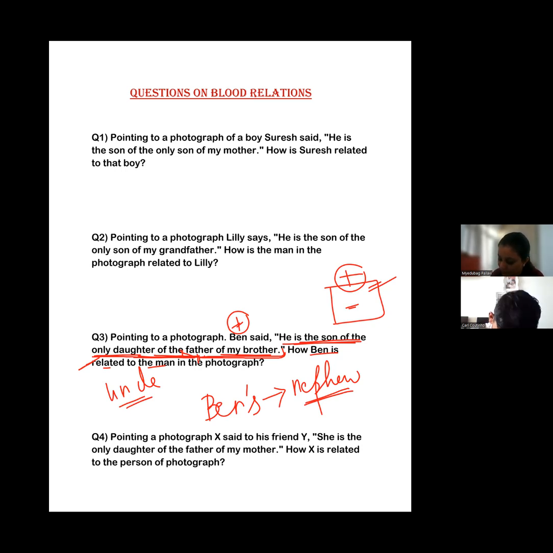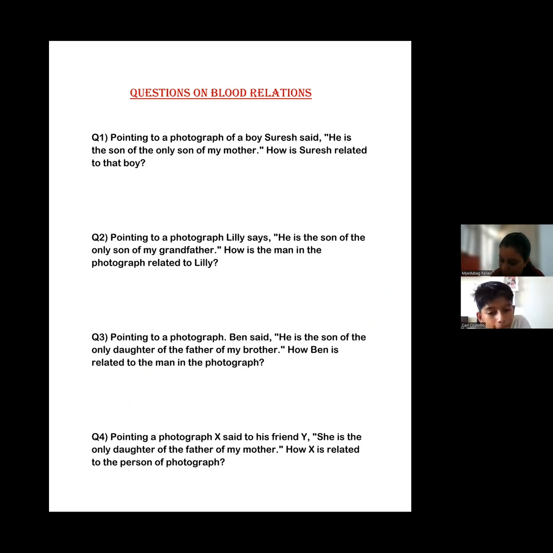So what we can do is we can start by solving from the last line, like father of my brother. We can start from the last information that is given and then go backwards. Like this we can solve it. Children, try the fourth one now.